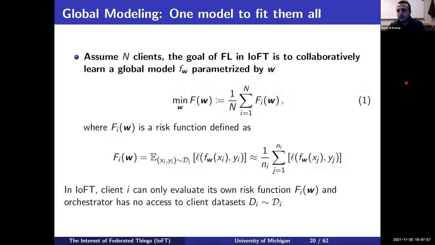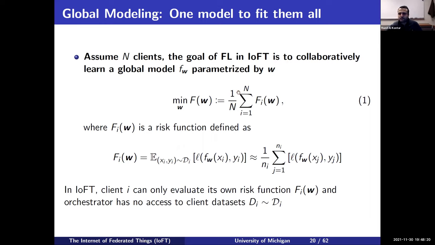So basically, in a global model, we have end clients, and the end clients are collaborating to learn some global model f of w. So f is the function that we want to learn, let's say a neural network or just a linear regression, whatever model we are trying to learn. And it is parameterized by w. Those are the parameters, or the weights of a neural network, that parameterize this function.